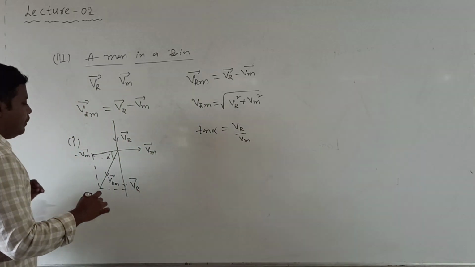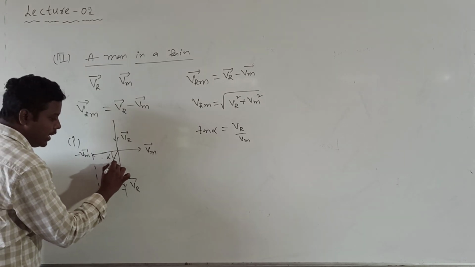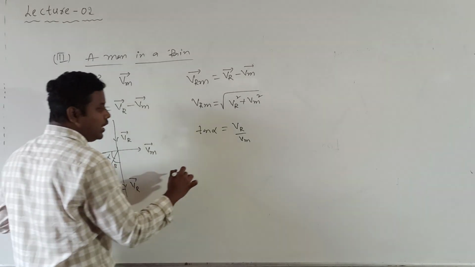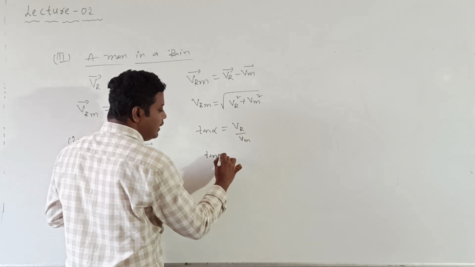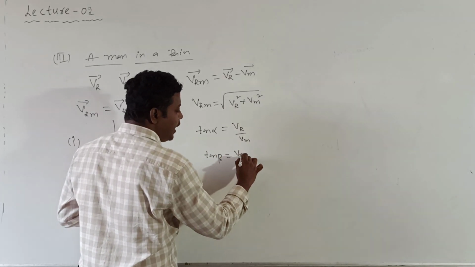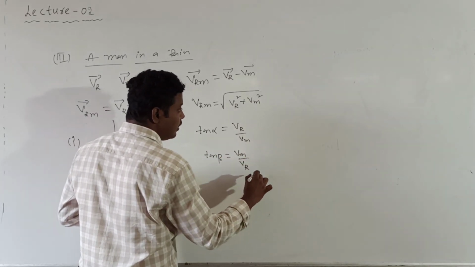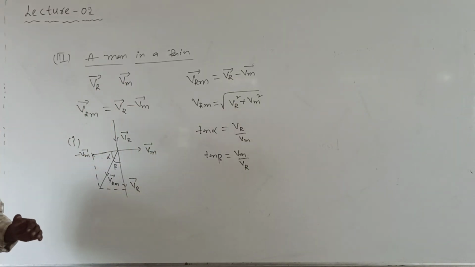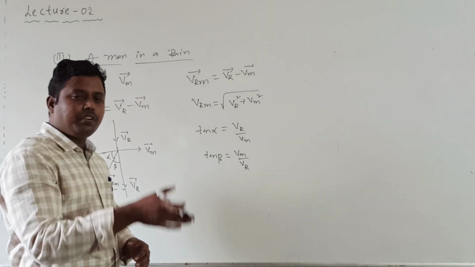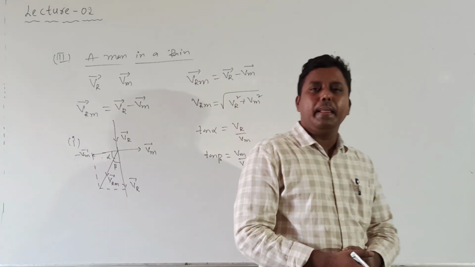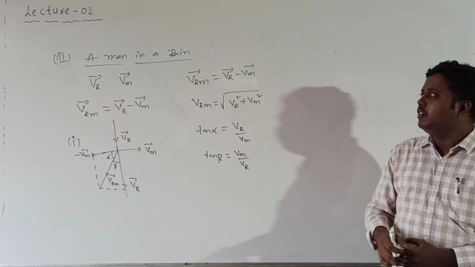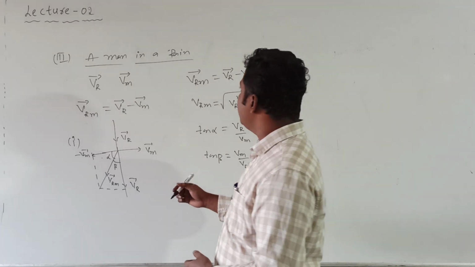Suppose the angle made by this resultant velocity with vertical is beta. Then what is the formula for tan beta? Tan beta is equal to VM divided by VR. Understood in this case? So man is going horizontally, rain is falling vertically. We calculated velocity of the rain with respect to man. So this is the first case.